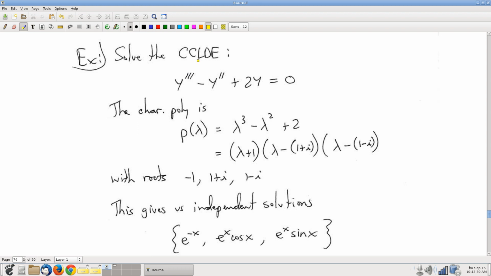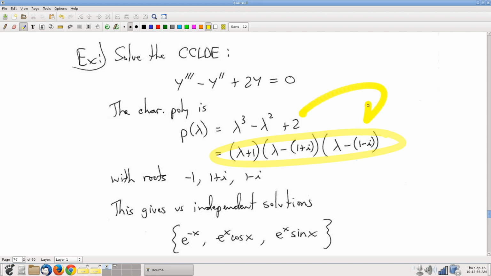So let's see an example. Here we go. Constant coefficient linear differential equation. Note that all these coefficients are indeed real. And let's use the previous theorem. Write down the characteristic polynomial. There it is.